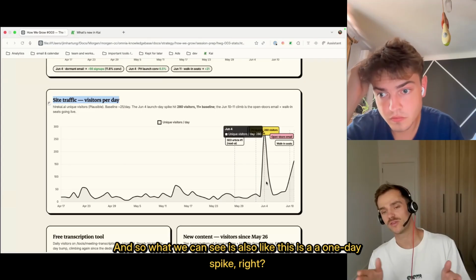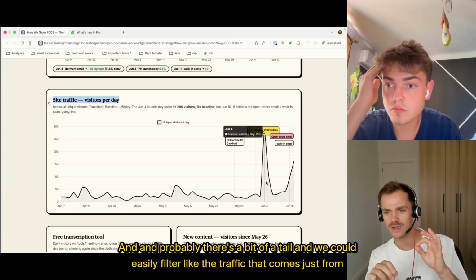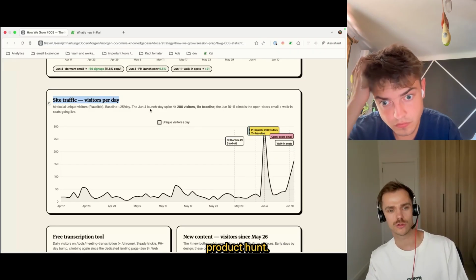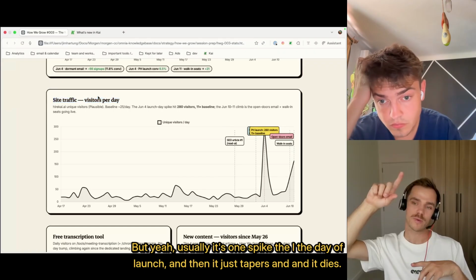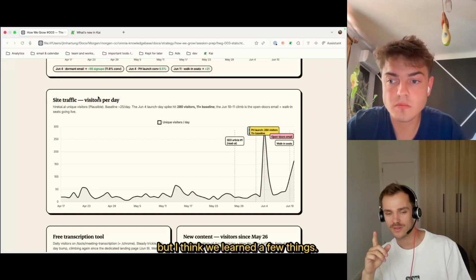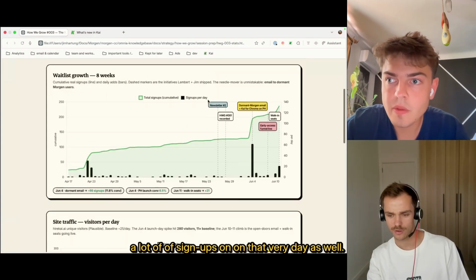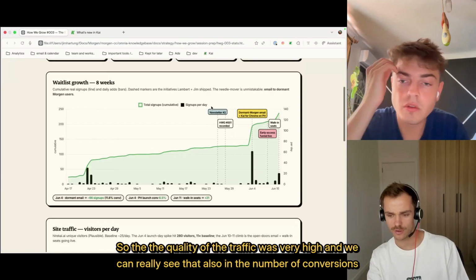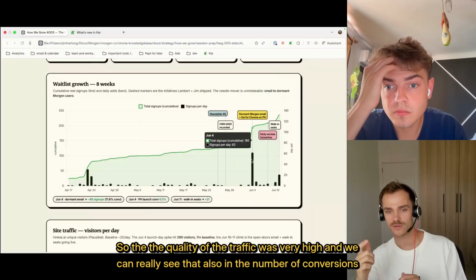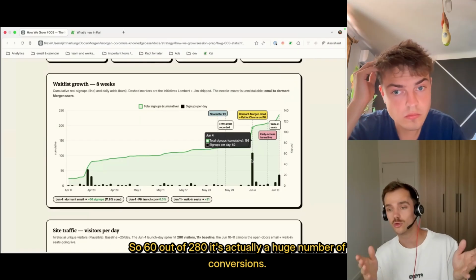And so what we can see is that this is a one day spike, right? And probably there's a bit of a tail, and we could easily filter the traffic that comes just from Product Hunt. But usually it's one spike the day of launch, and then it just tapers and dies. But I think we learned a few things. First of all, we started having a lot of signups on that very day as well. So the quality of the traffic was very high, and we can really see that in the number of conversions we've had. So 60 out of 280, it's actually a huge conversion number.